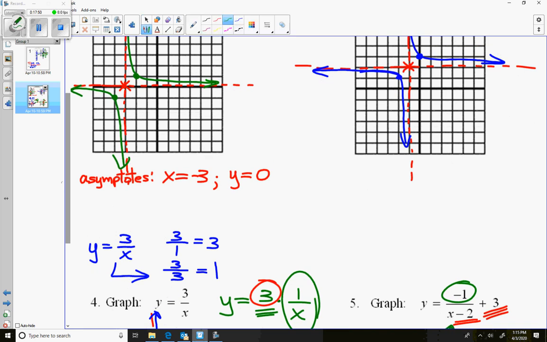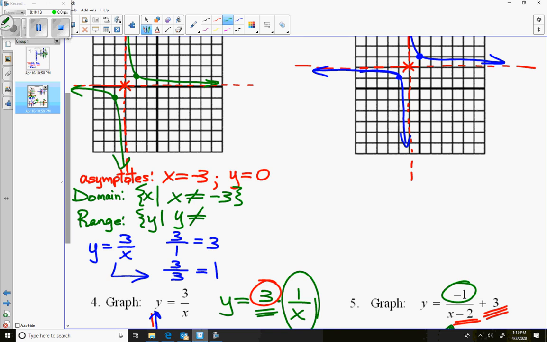Now, what about the domain? Okay. Domain is the x's. It's the set of all x's except the asymptote. So x cannot equal -3. Your range, those are the y's. Y cannot be the asymptote. So y cannot equal 0. Other than that, it's everything else.